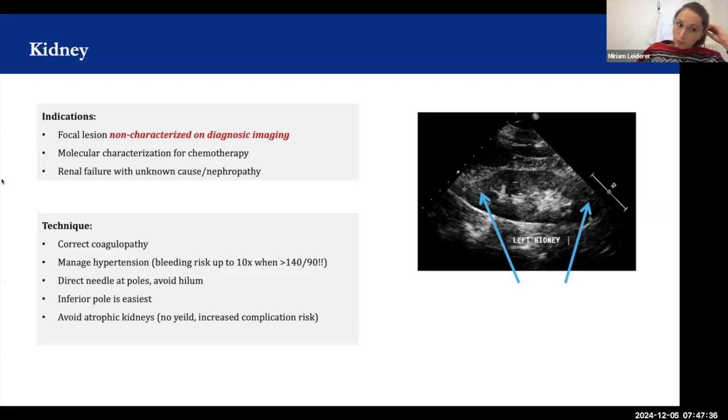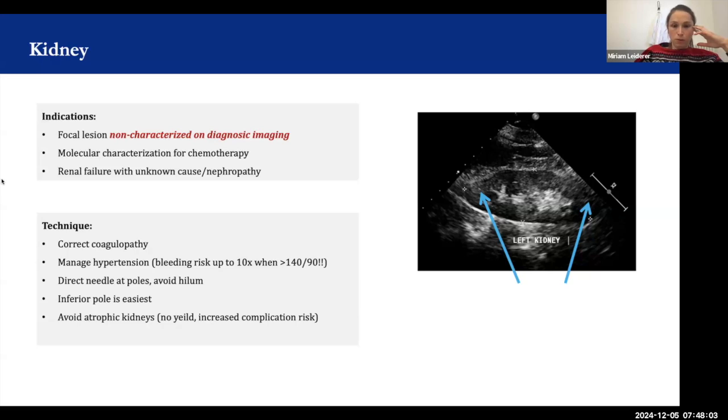The technique: you try to correct coagulopathy, obviously for every biopsy, but even more so for renal biopsies because the risk of hemorrhage is just higher. Make sure to manage hypertension. According to a study, the bleeding risk is increased up to 10-fold when the blood pressure is over 140/90.